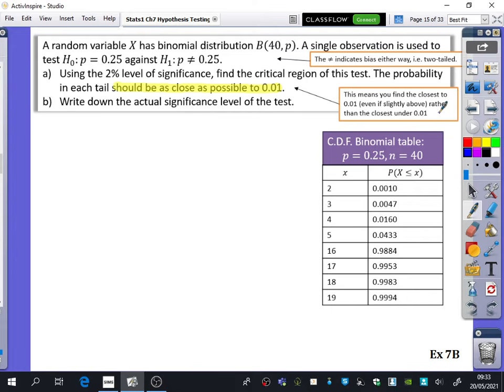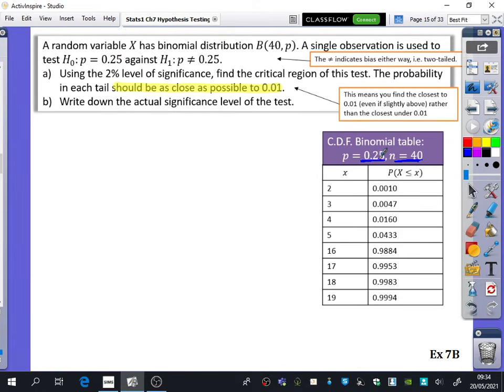And then what we'll do is we'll write down the actual significance level of this test. So to find the critical region, again, you could find this from the binomial tables, but you'd go to the section where there is 40 things happening, and the probability is 0.25.